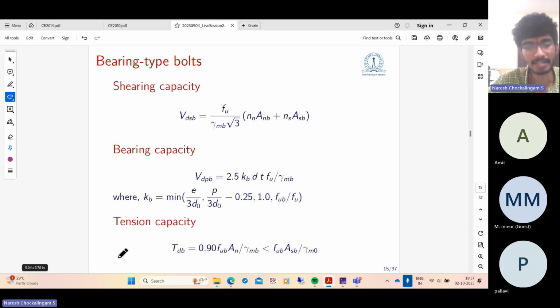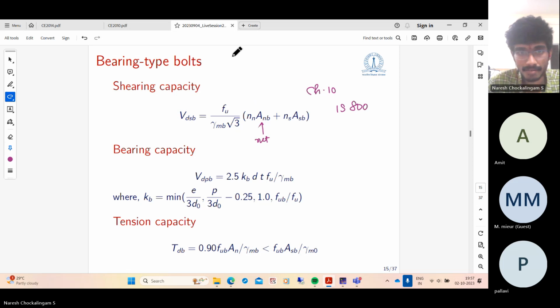So the capacities are given in the IS 800 2007 book; if you take chapter 10 of IS 800, you can find these. The design shear capacity of a bearing type bolt is given by this, where Anb is the net area of the bolt. If you take a bolt, there is the shank area, which is smooth, and you have the threaded area, which is the net area. Typically this area is smaller than the area of the shank, about a factor of 0.8 or so. So this is the net area Anb, and this is the shank area Asb.